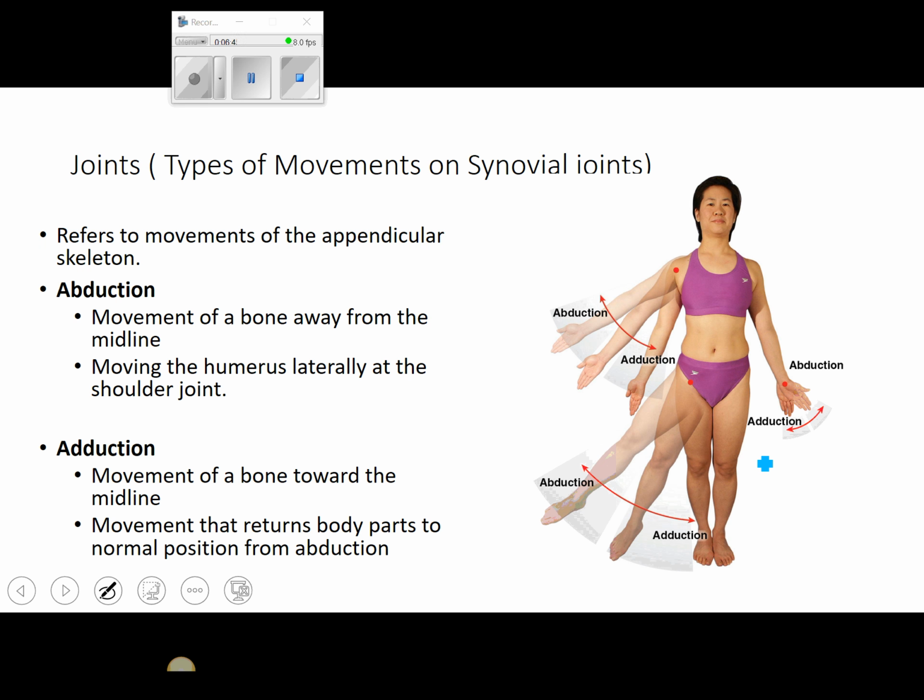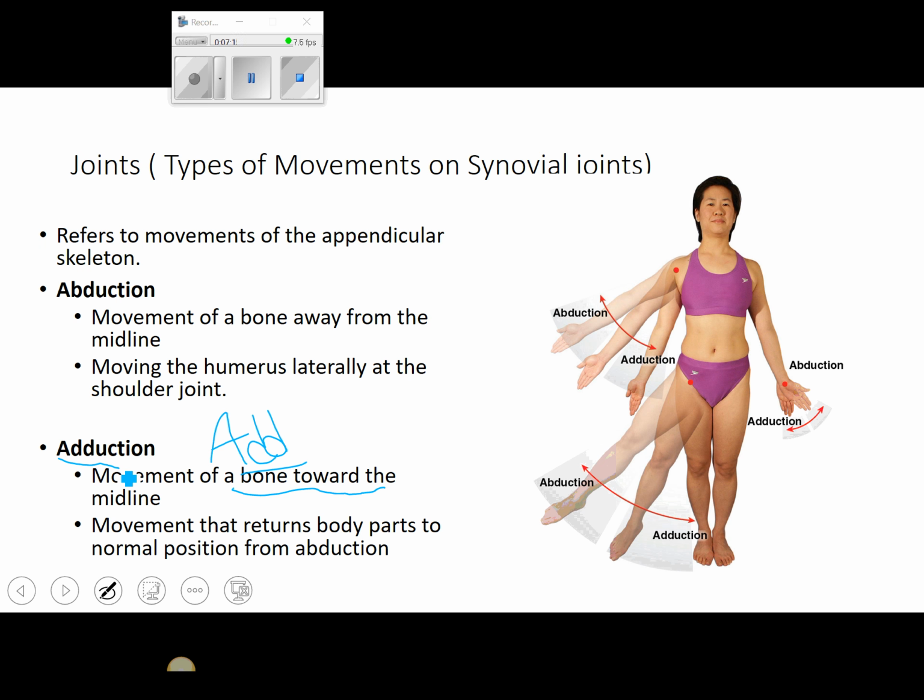So both abduction and adduction always refer to movements of the appendicular skeleton, not those of the axial skeleton. So just something to remember. The adduction, I always tell people to think of the bone as going towards the midline. So it's adding it back in. So adding it back to the body, adduction. So you have movement that returns the body part to the normal position from abduction.